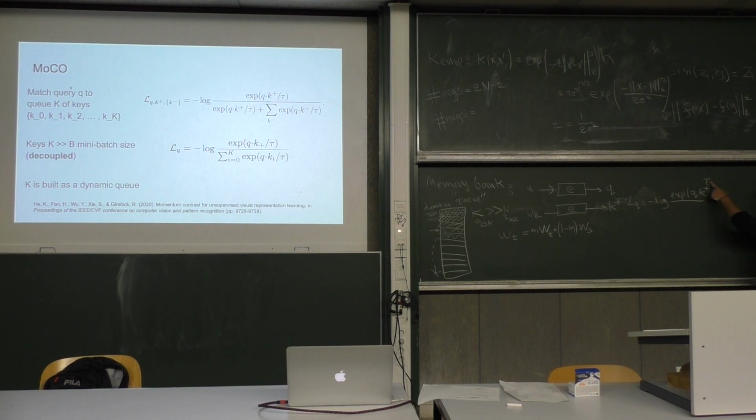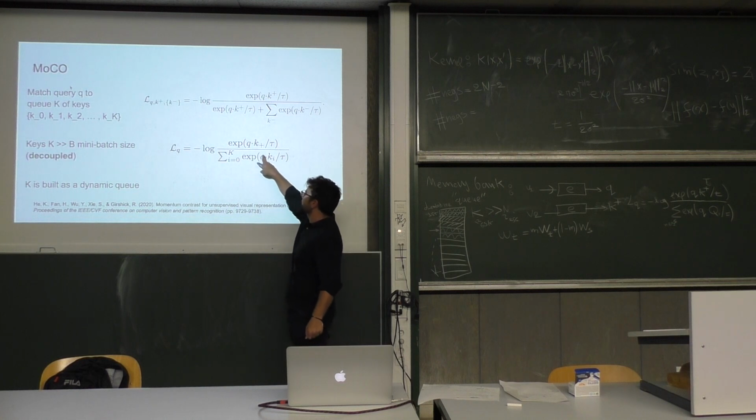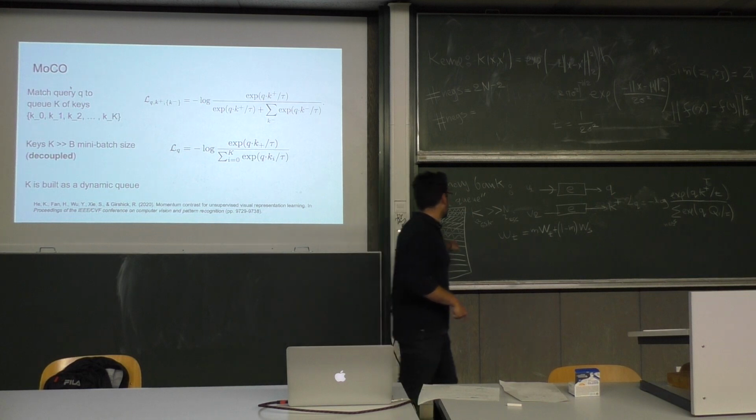We use the capital letter T for the transpose and the small letter t for the temperature. I'm rewriting this with a capital L because I don't want you to confuse this K here with this K here. So this is the output of the current minibatch, and this is the whole memory bank.